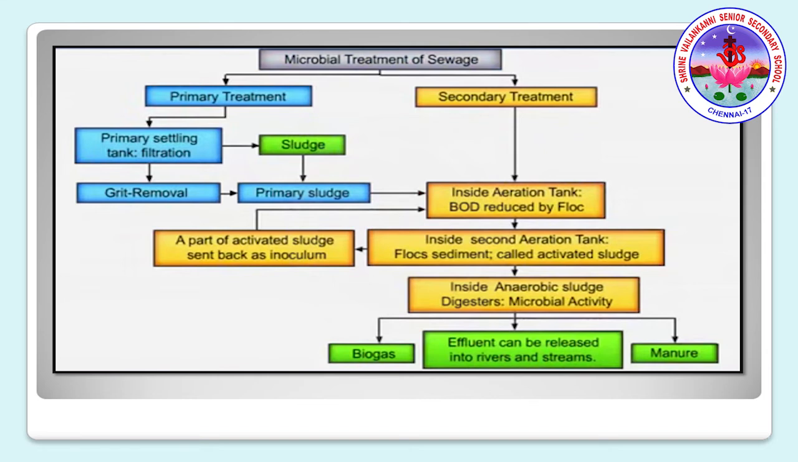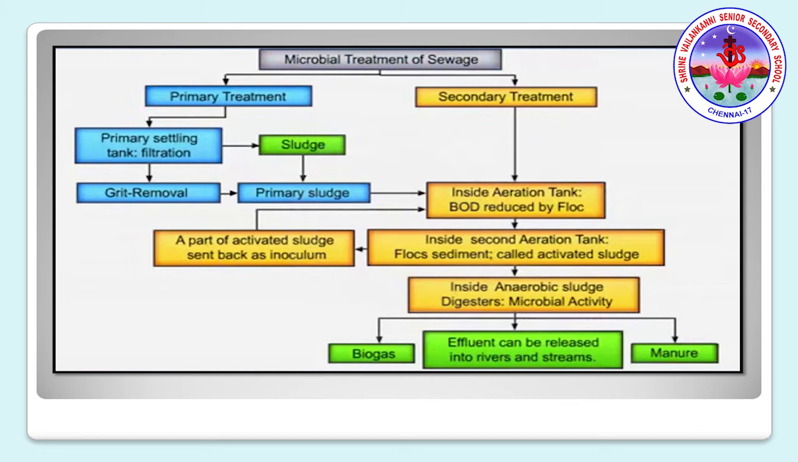So, this flow chart shows the microbial treatment of sewage. Okay, so this will be like a recap session. See, the primary treatment and secondary treatment are the two types of processes involved in microbial treatment of sewage. Primary treatment is meant only for the physical process. Secondary treatment is meant for the biological process.